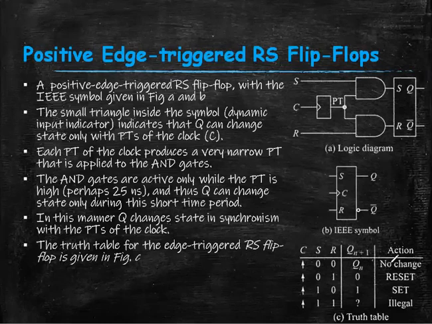it must be the previous state, there is no change. For 0 1, S is equal to 0, R equal to 1, it is reset. S is equal to 1, R is equal to 0, it is set. And 1 1, it is illegal.